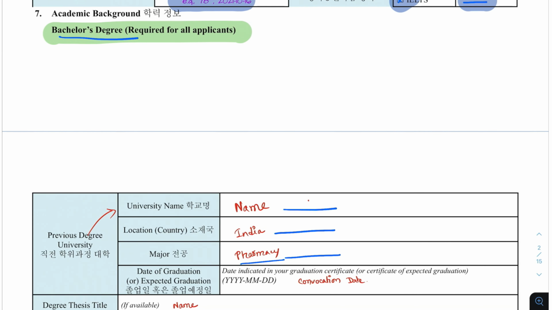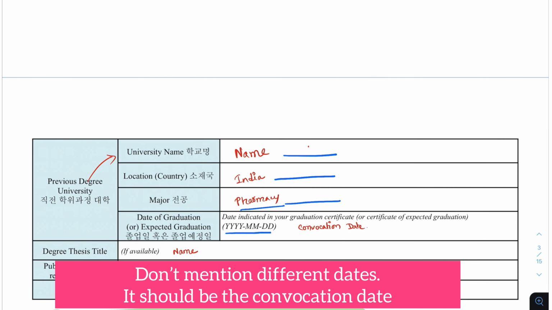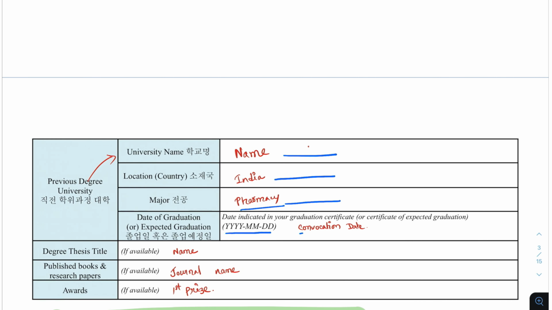So my major was pharmacy, so I put it like this. And what is your date of graduation? Many people may think that it is the date of the exam. No, I have met some people who have confusion about this. So you have to write the convocation date, the day you received the degree. You have to put this convocation date only.